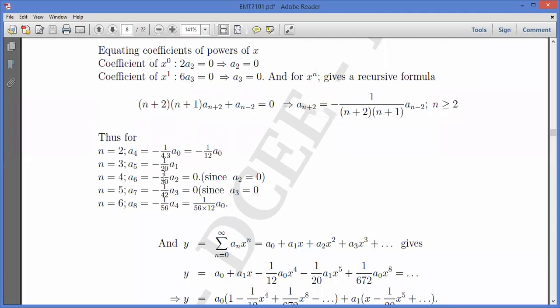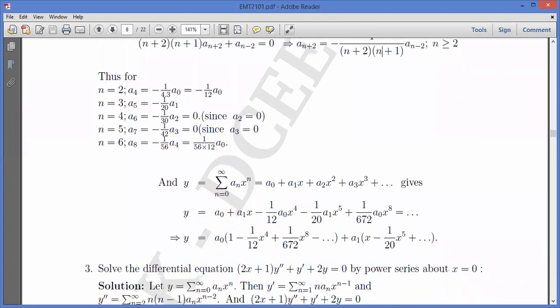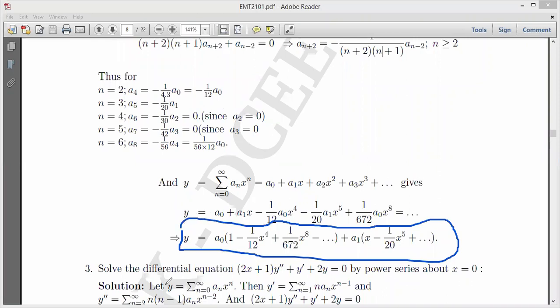When you get n4, you continue like that. You end up with these things here. Then what do you do? You substitute these into this. And when you substitute and do the needful, you end up with this one as the answer. That is the answer there.